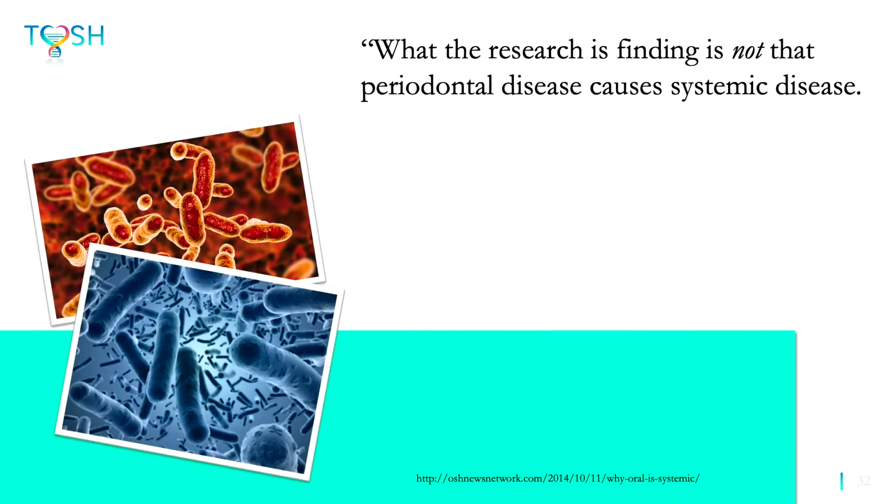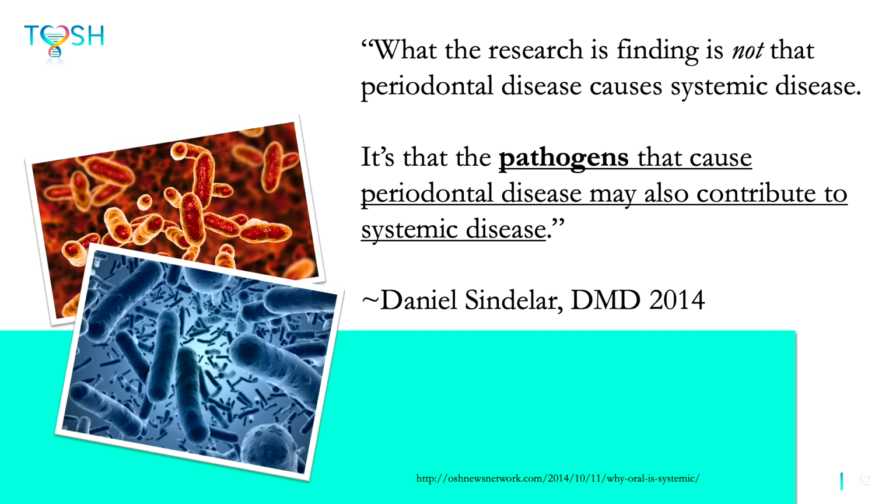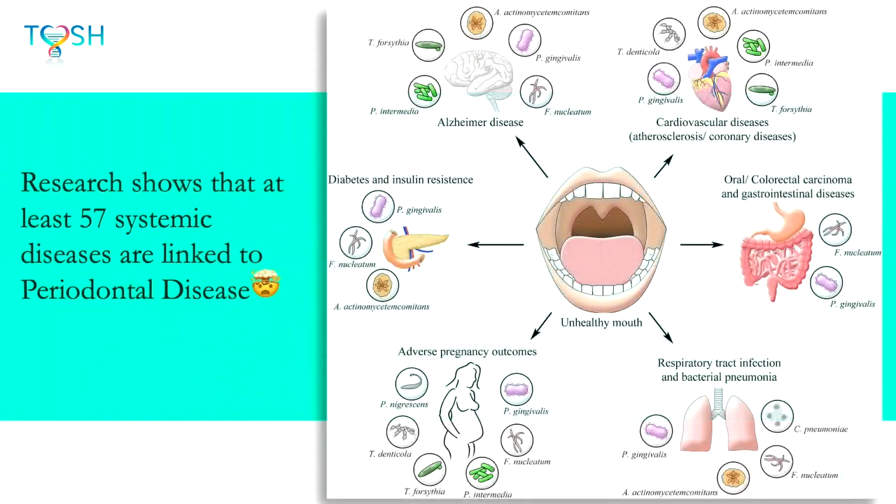He goes on to say that what research is finding is not that periodontal disease causes systemic disease. It's that the pathogens that cause periodontal disease may also contribute to systemic diseases. He said that nearly a decade ago. We now know that at least 57 systemic diseases are related to periodontal disease.